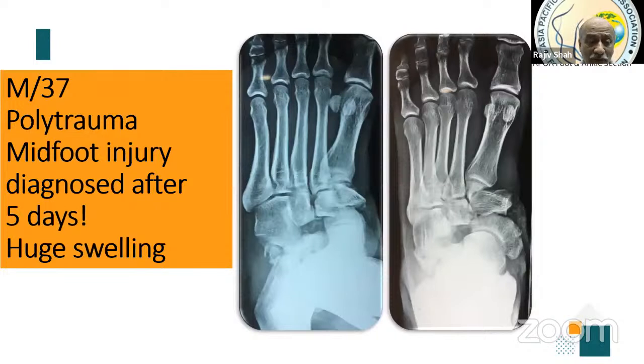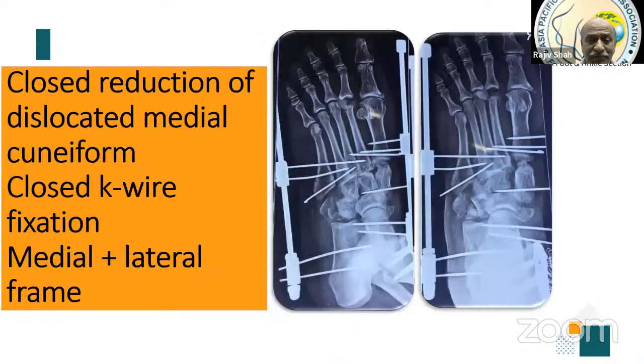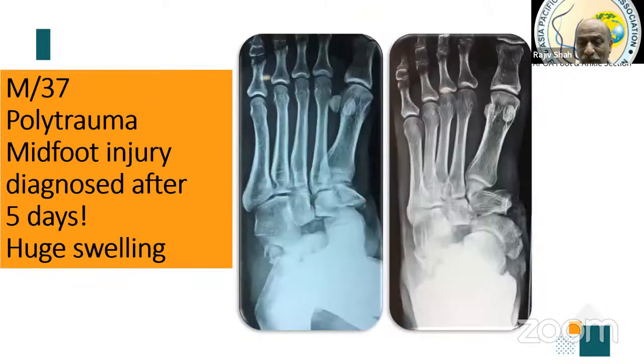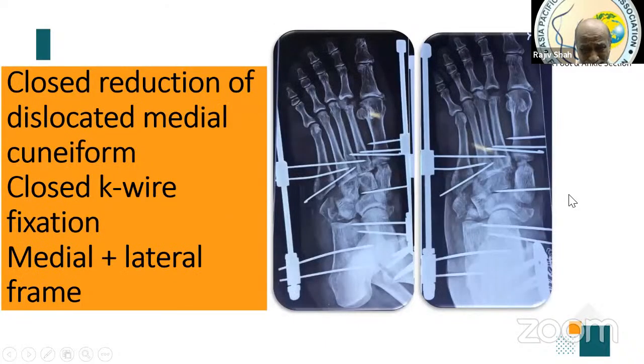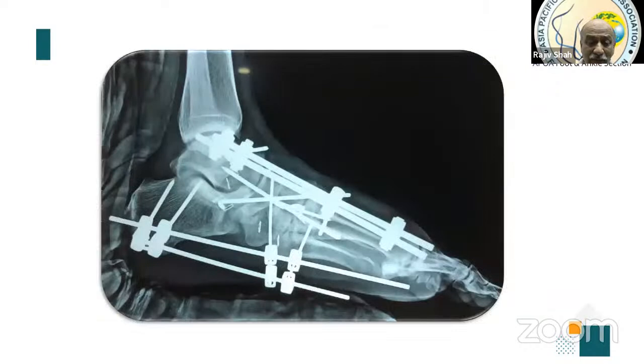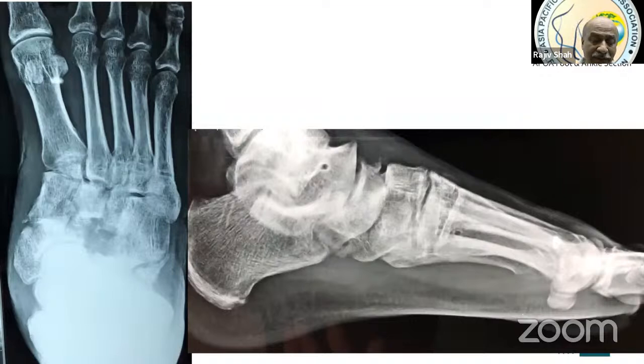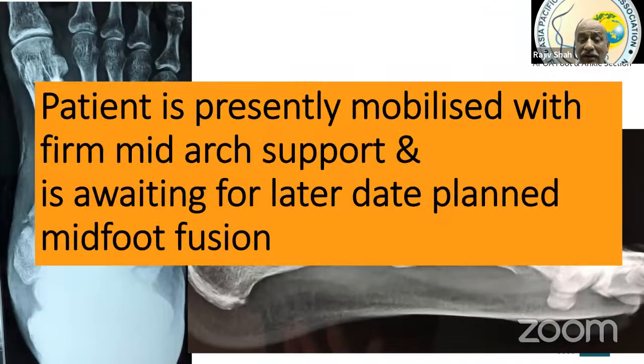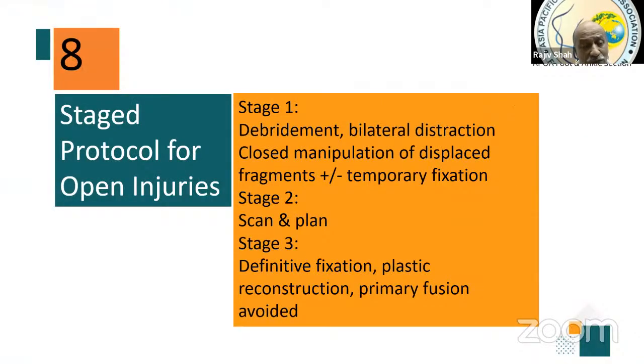So this was a 37-year-old male who had a polytrauma and had a midfoot injury, which was diagnosed after 5 days. And he had a huge swelling. Closed reduction of the dislocated medial cuneiform: if you notice here, the medial cuneiform was totally dislocated. The swelling was so huge that there was no question of going in. The dislocated medial cuneiform was just relocated with percutaneous manipulation, and closed K-wire fixation was done, plus medial and lateral frame fixation. This is how the lateral view looked. And this was after the removal of the X-fix, and he is presently mobilized with firm medial arch support and is awaiting a later date planned midfoot fusion.